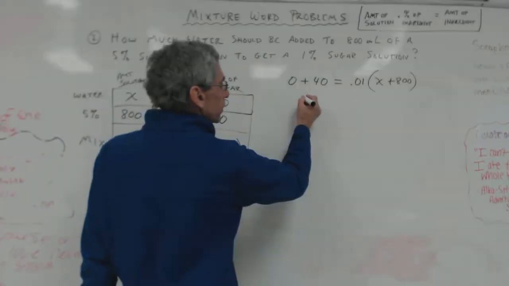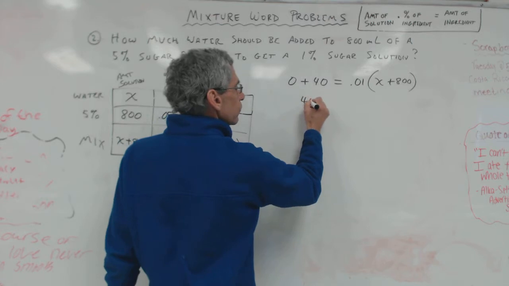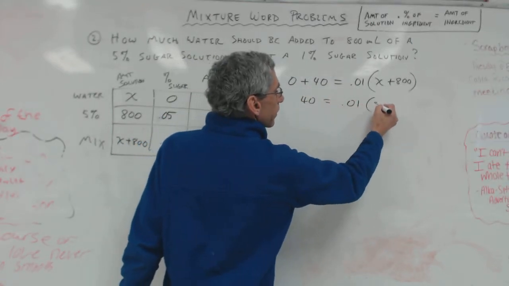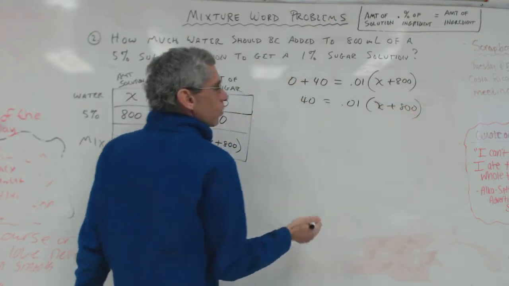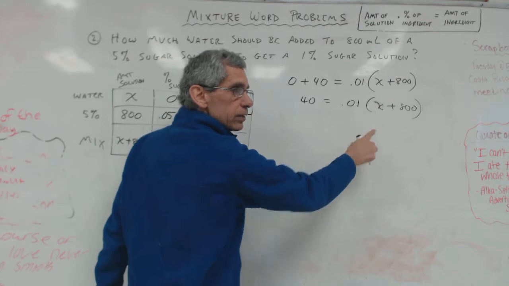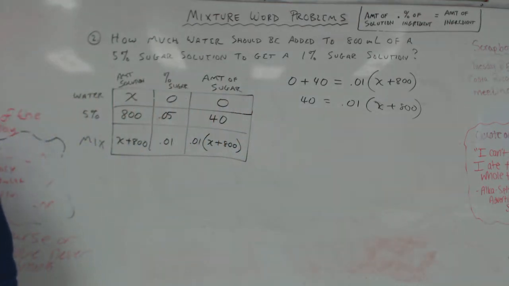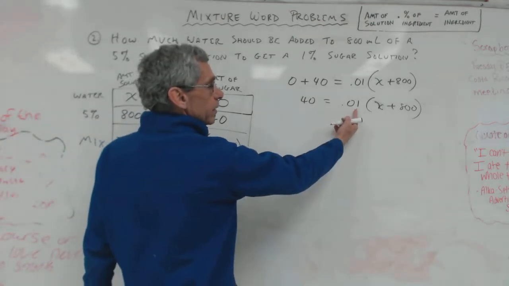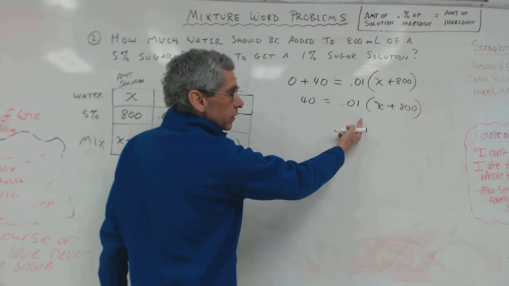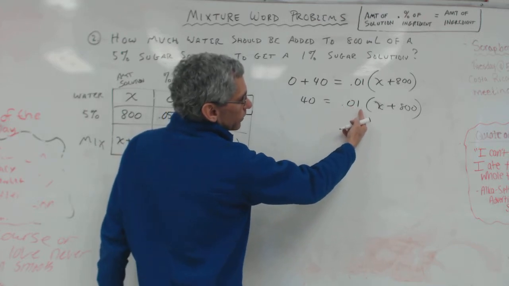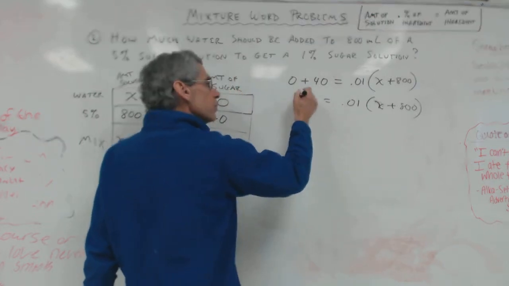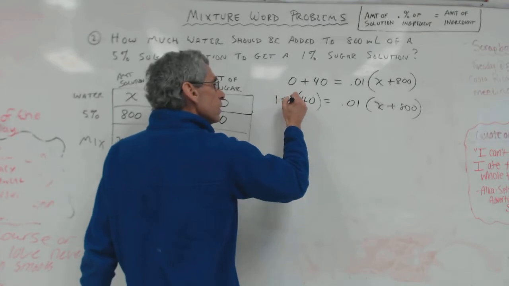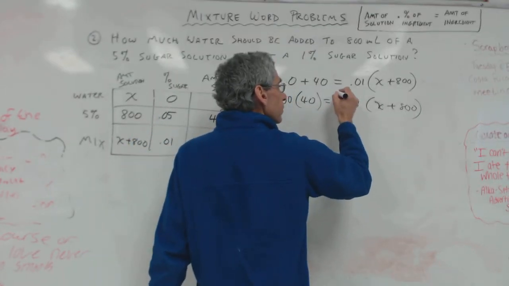So that's really just 40 equals 0.01 times x plus 800. Now, I could multiply this out as 0.01x. The other way I could do it, I said I would show you this on the next one, is to multiply, just to get rid of the decimals. What would I have to multiply this by to move the decimal 2 over? 100, right? So I could multiply this times 100 and this times 100.